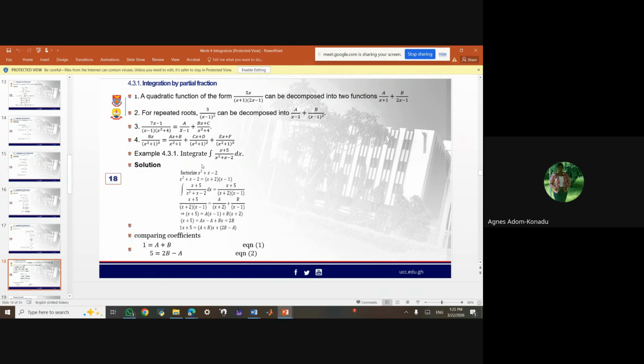Okay, we want to integrate s plus 5 over s squared plus s minus 2. We can see that the degree of the numerator is 1, the denominator is 2, so I can decompose straight. Let's see if we can have factors. This is a quadratic equation, and we can have distinct factors. So the factors are s plus 2, s minus 1. So it falls under the first form. So I can rewrite this as s plus 5 divided by s plus 2, s minus 1.